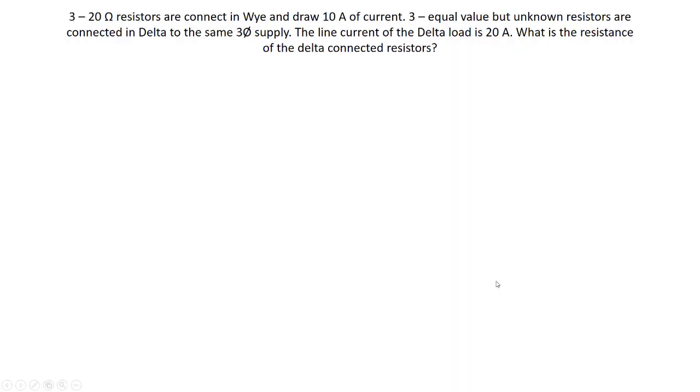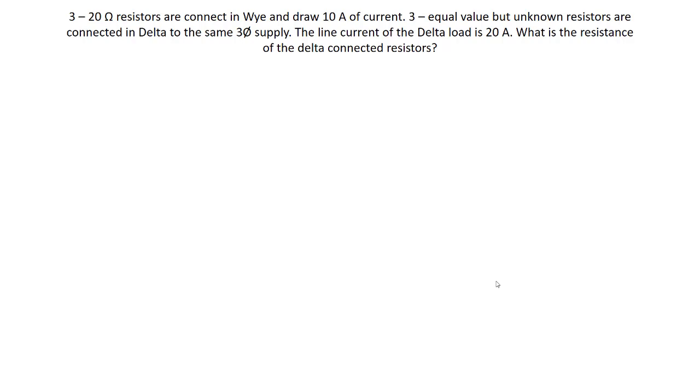Okay, here's a sample problem, and you might see something similar to this on your quiz or in your exam. In this example, we've got three 20 ohm resistors that are connected in Y, and they draw 10 amps of current. Three equal value but unknown value of resistors are connected in delta to the same three-phase supply. The line current of the delta load is 20 amps. What is the resistance of the delta connected resistors?